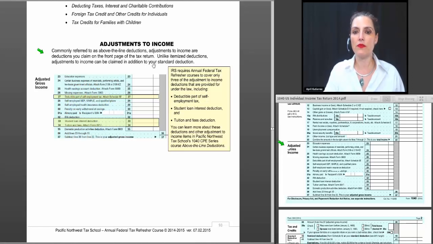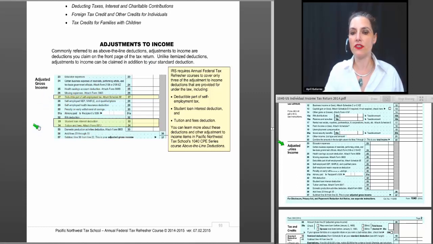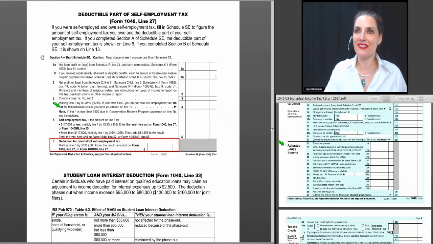Now, the IRS requires that our annual federal tax refresher course cover only 3 of the adjustment to income items, including the deductible part of self-employment tax, the student loan interest deduction, and the tuition and fees deduction. If you want to learn about any of the other deductions shown in the adjustment to income section, you should complete our course called Above the Line Deductions. Let us now look at the first of the required components, the deductible part of self-employment tax.